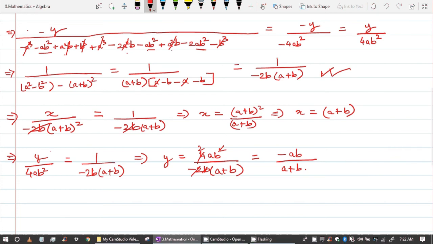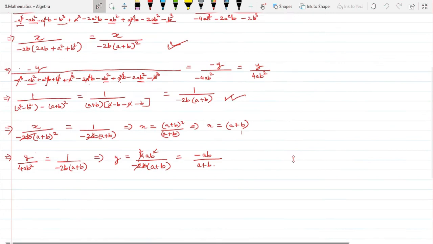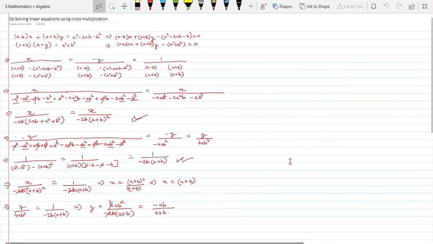One small part which is the homework for you guys is plug the value of x, which is this one, and plug the value of y, which is this one, into these two equations and verify and ensure that the solution is correct.